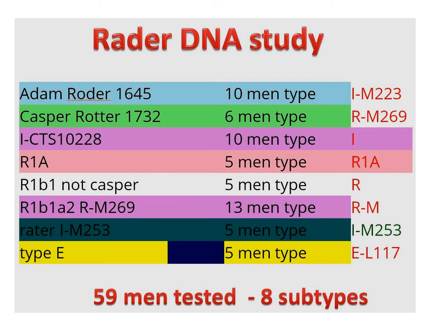The original group at the top, Adam Rader, is a dentist out of Los Angeles who wrote a book in 1980 about his Rader line, as they're called in America. The second group of 6 men is Caspar Rader's descendants, my line, and you can see that we have a different type. Adam Rader is the I type, and we're R type. And specifically at the end of that detail is an M223 for them and an M269 for us. That tells you specifically where your DNA is.